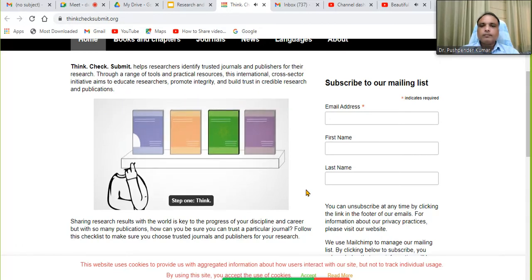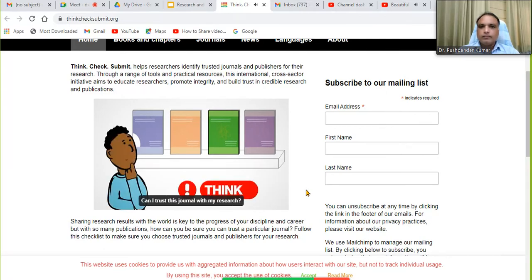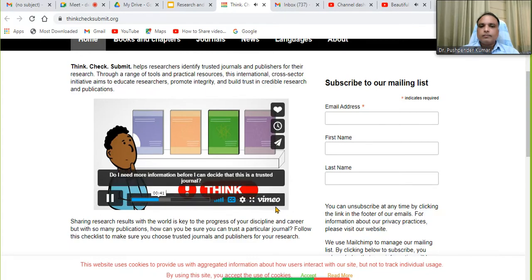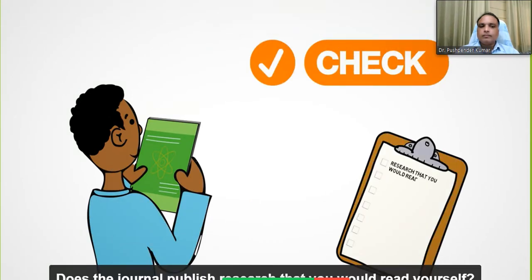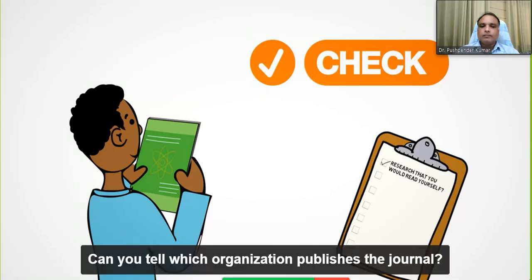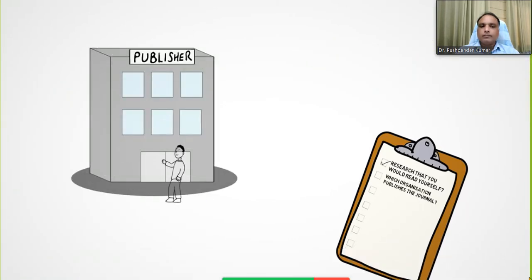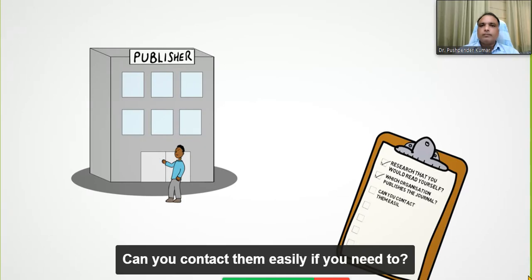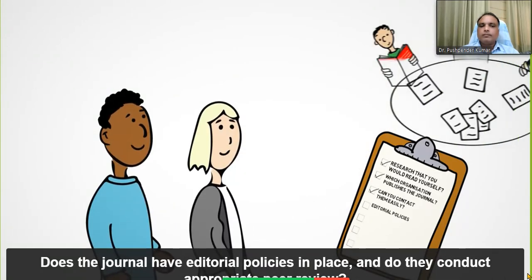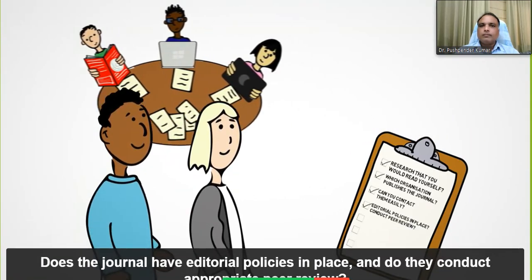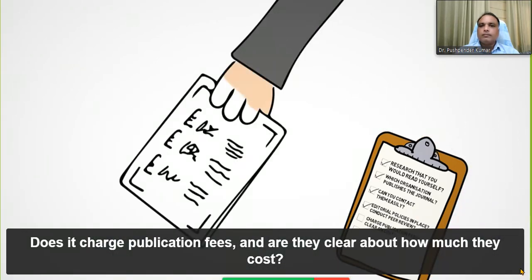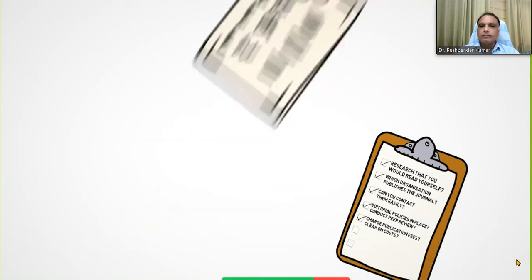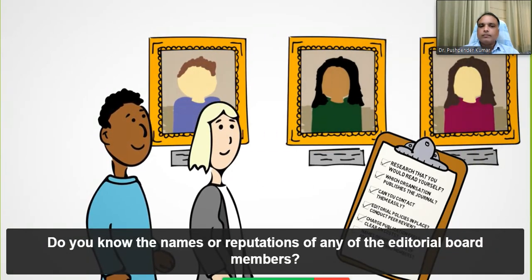Before you decide, step 1. Think. Can I trust this journal with my research? Do I need more information before I can decide that this is a trusted journal? Step 2. Check. Does the journal publish research that you would read yourself? Can you tell which organization publishes the journal? Can you contact them easily if you need to? Does the journal have editorial policies in place? And do they conduct appropriate peer review? Does it charge publication fees? And are they clear about how much they cost? Do you know the names or reputations of any of the editorial board members?